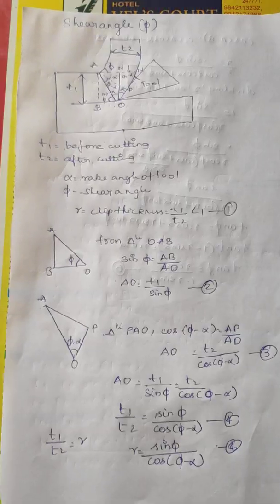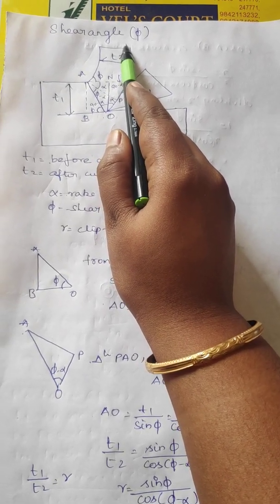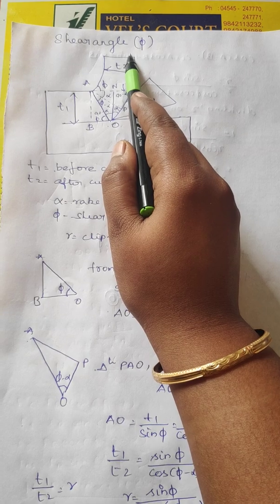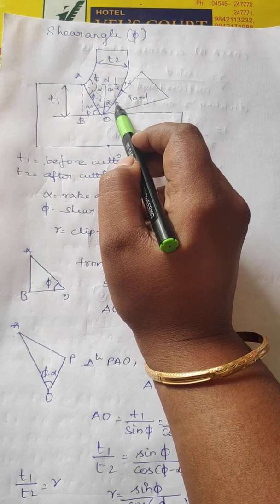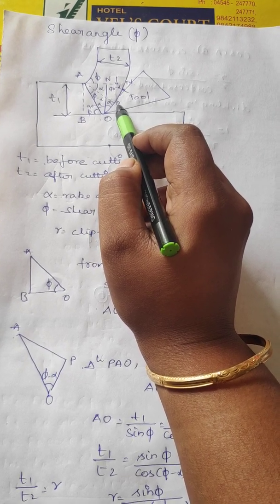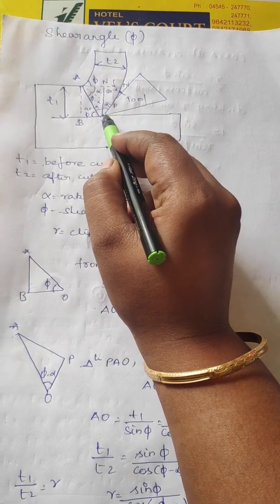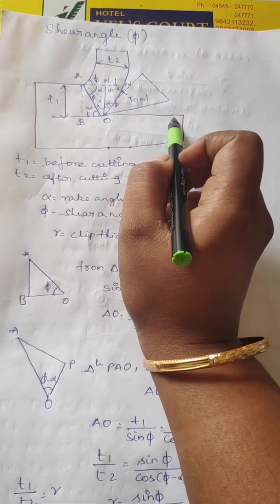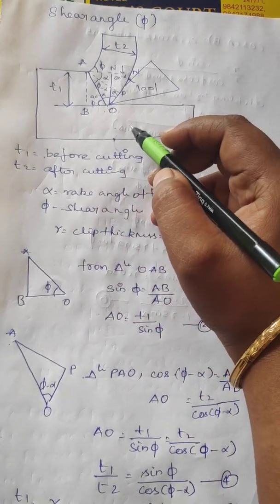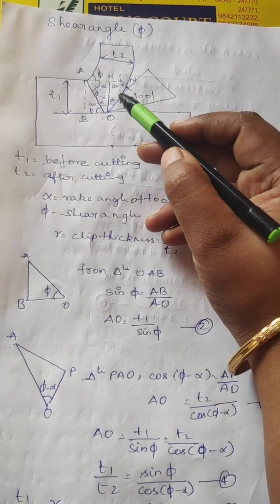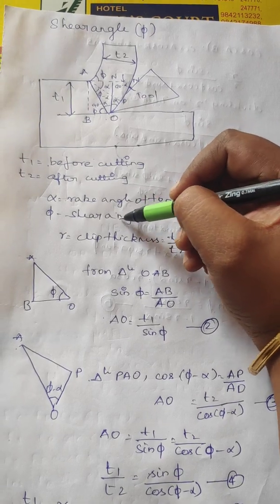Thank you. Now we are going to see the shear angle derivation. Shear angle is the inclination of the shear plane with respect to the direction of tool travel, or from the direction of cutting velocity. A high shear angle results in a small shear plane area. Here is the shear that occurs when the cutting tool is moved against the workpiece. We are taking 4 parameters: thickness of the chip before cutting, thickness of the chip after cutting, rake angle and shear angle.